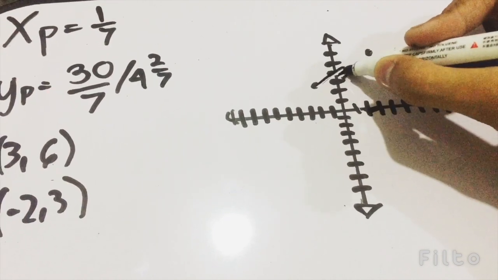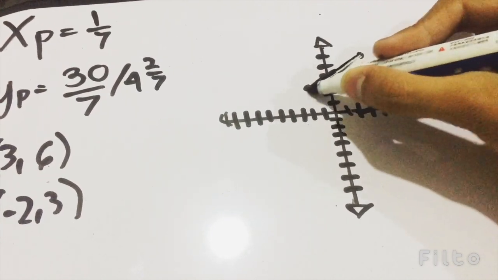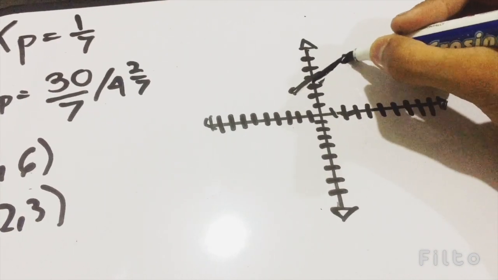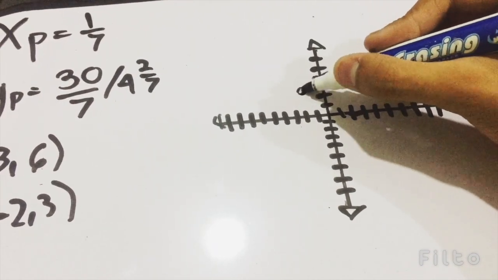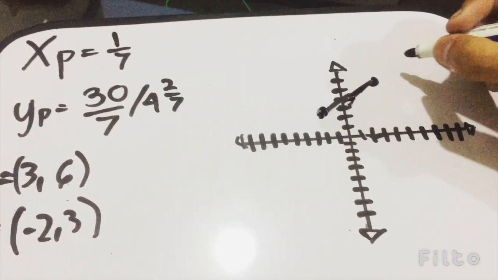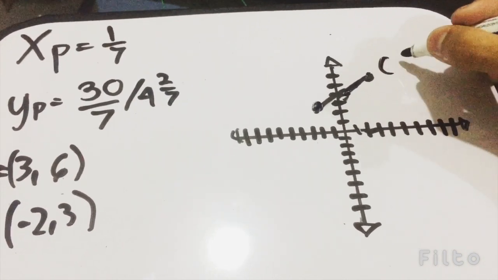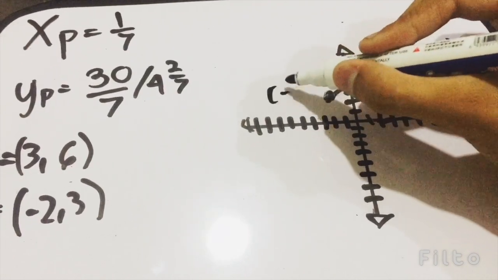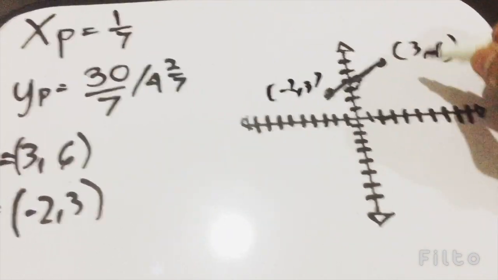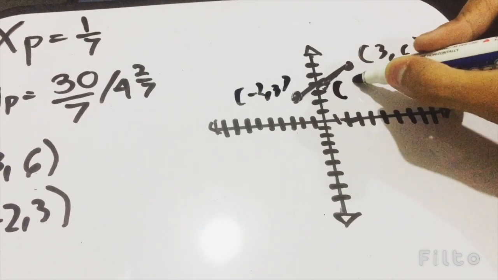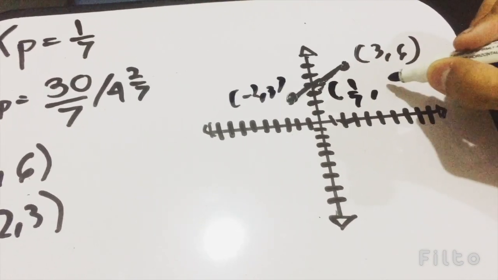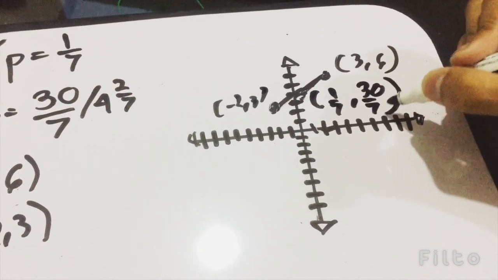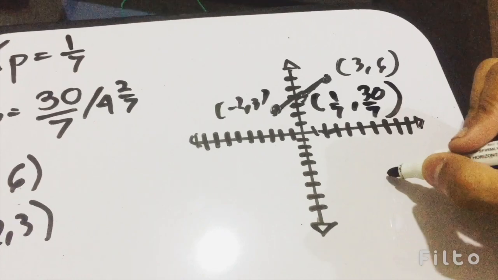So we'll now make a line. That's not a line, I mean a straight line, but okay. So we now got points B, A, and C. So we will now label them. B is 3, 6. Then C is negative 2, 3. Then A is 1 over 7 and 30 over 7. And this is the graph for our internal.